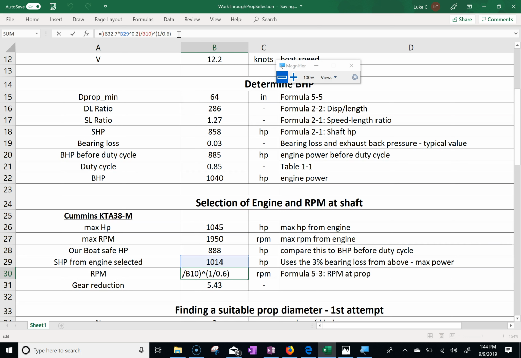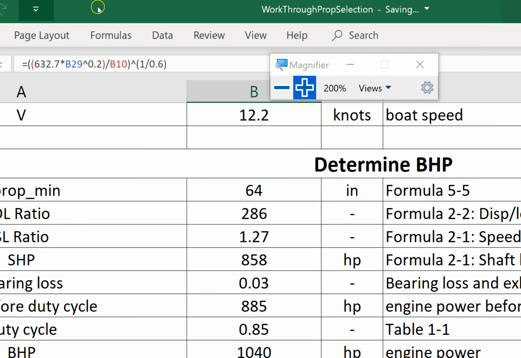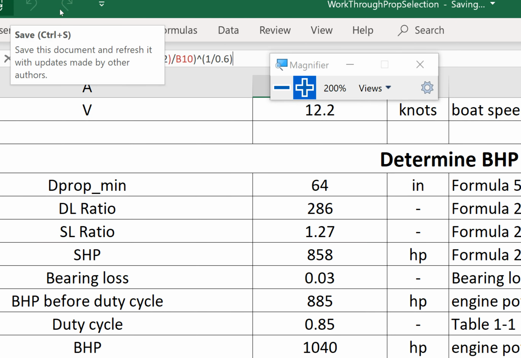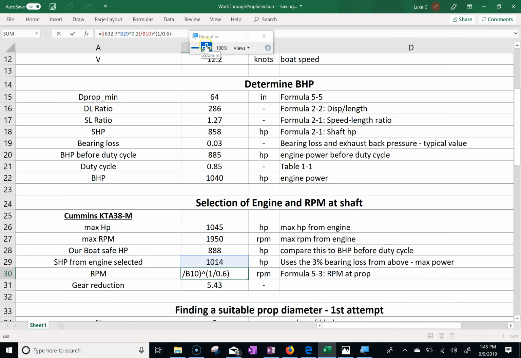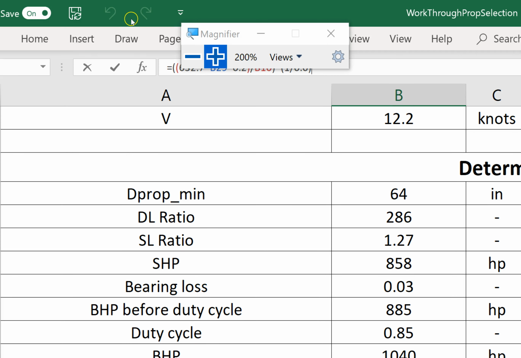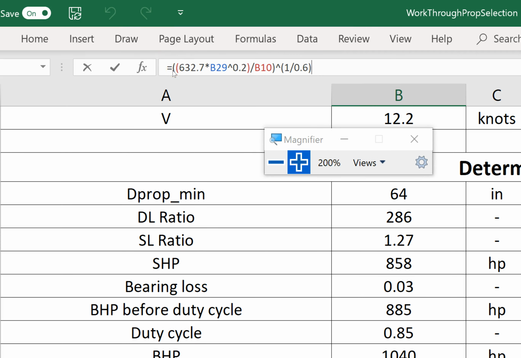All right, let's write this formula down. And let me zoom in up here for you so you can do that. What was that number? Hold on, I'll zoom back out. 5.3. Right there.